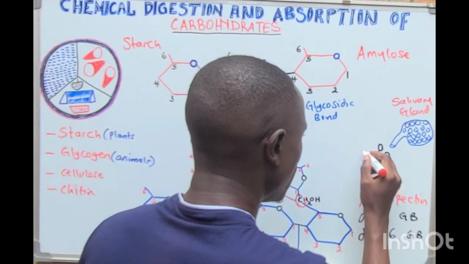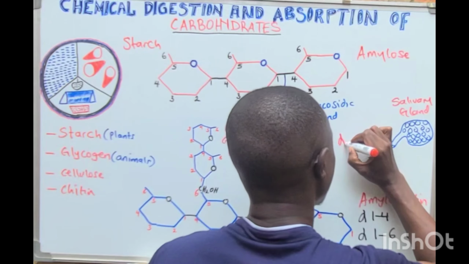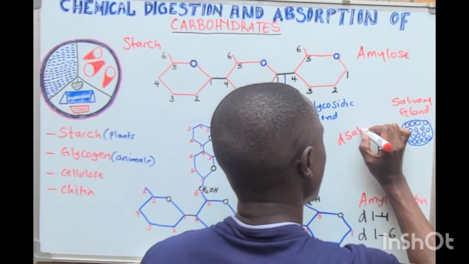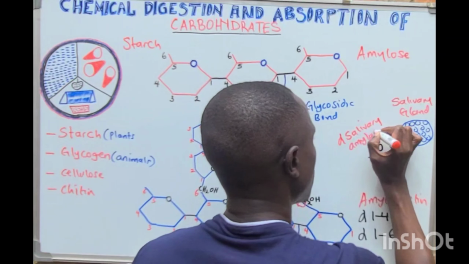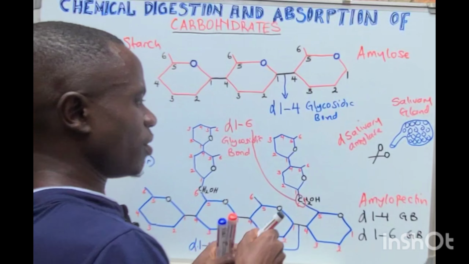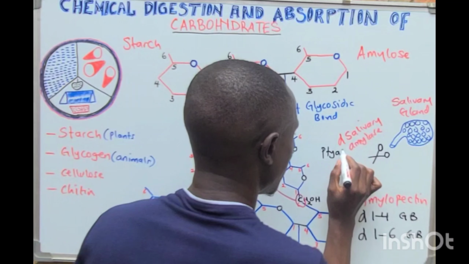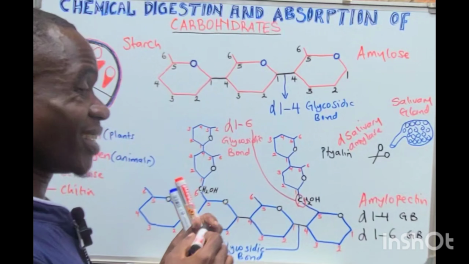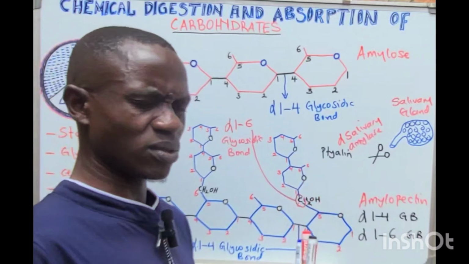This enzyme here is what we call alpha salivary amylase. Okay, alpha salivary amylase. It also has another name which some other person may call the ptyalin. Someone also may call it the ptyalin. The pronunciation doesn't matter, so long as you know the spelling.